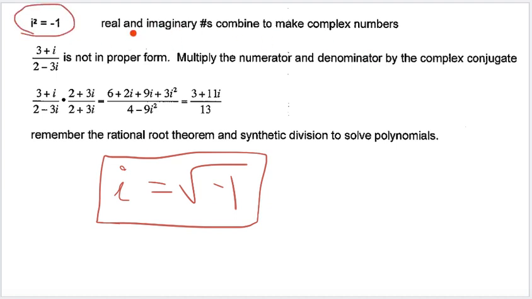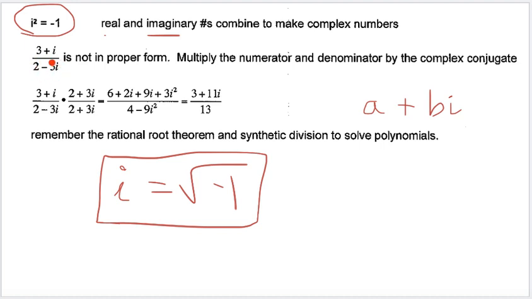Complex numbers have a real and an imaginary part, and your answer often has to be written as the real part plus or minus the imaginary part. Some particular things: you can't have an imaginary part in the denominator.